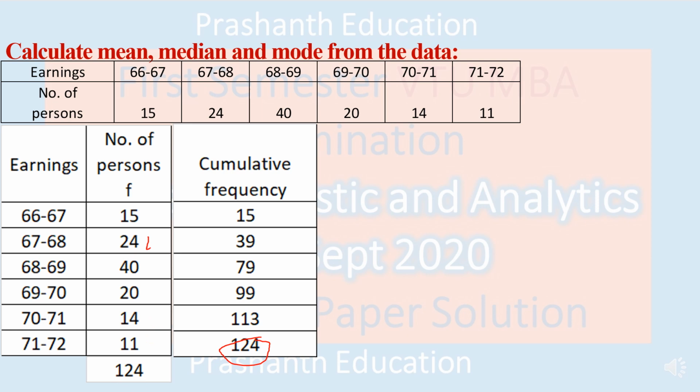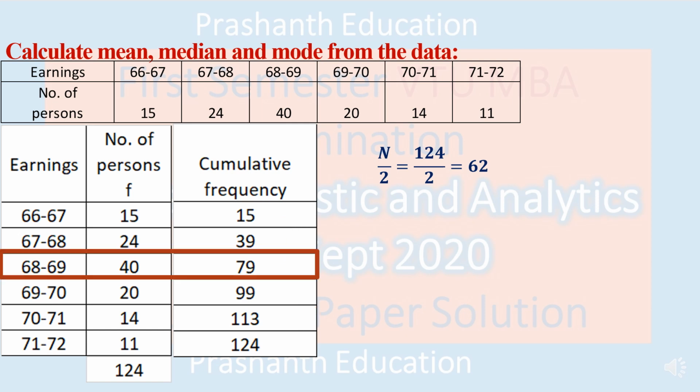Once we have done the cumulative frequency, we need to take this one, 124, and divide it by 2. If we divide it by 2, we will get 62. Now see where 62 comes in the cumulative frequency. Always remember, you have to see it in cumulative frequency, not in number of persons. Cumulative frequency 15 no, 39 no, 79. So here we see that the median will come in this range.